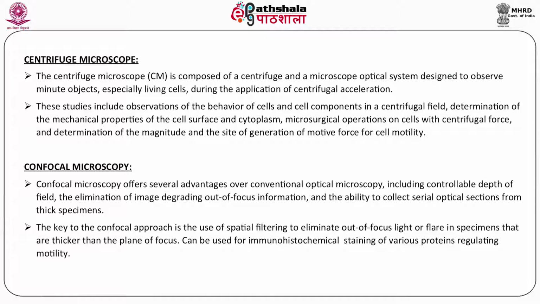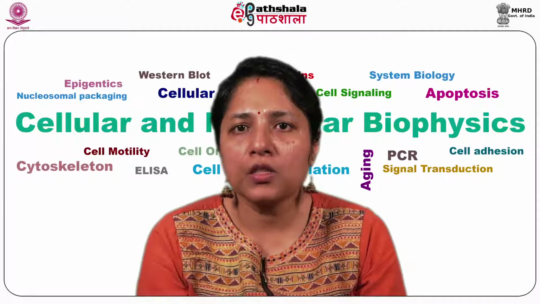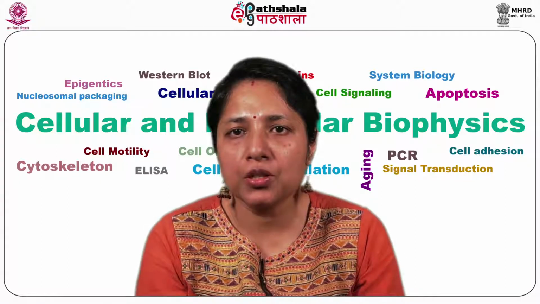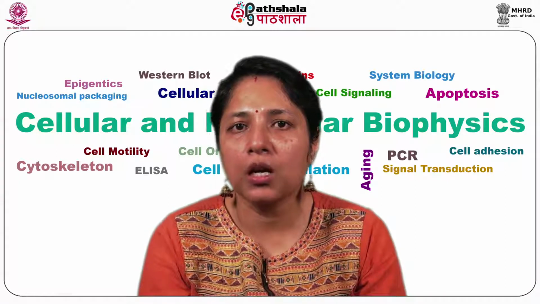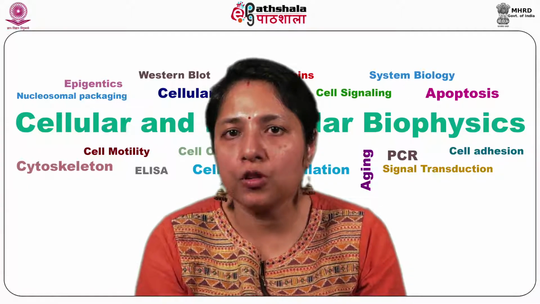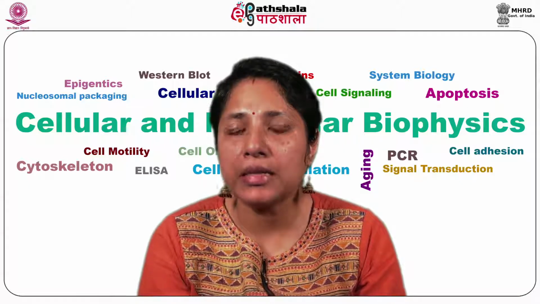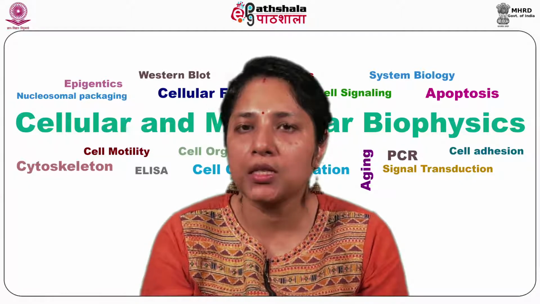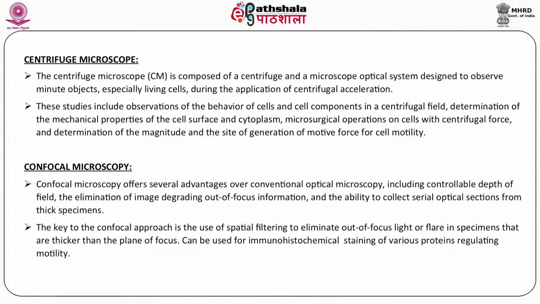Next, a very important microscopy method is confocal microscopy, and it offers several advantages over conventional optical microscopy, including controllable depth of field, the elimination of image-degrading out-of-focus information, and the ability to collect serial optical sections from thick specimens. The key to the confocal approach is the use of spatial filtering to eliminate out-of-focus light or flare in specimens, and this can be used for immunohistochemical staining of various proteins regulating motility.